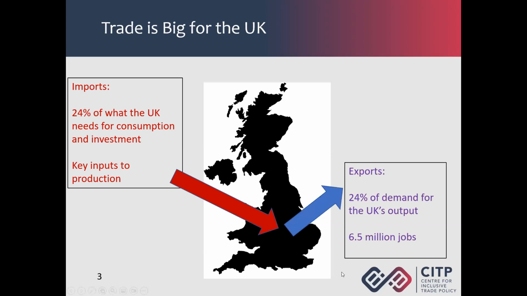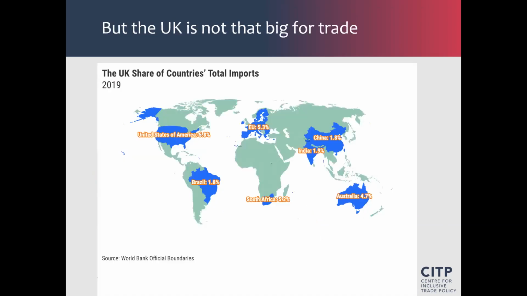The other side of the account in international trade is exports. Exports provide about 24% of the demand for the UK's output, and we reckon that they support something like 6.5 million jobs. But if trade is big for the UK, the UK is not that big for trade anymore.